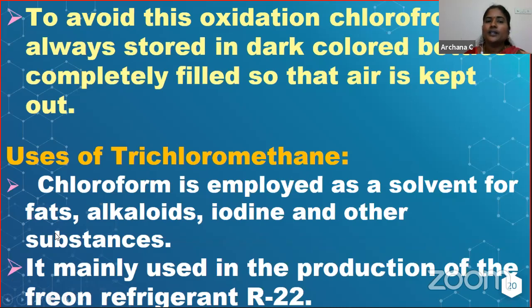And where are we using this trichloromethane? Chloroform is used as a solvent for fats, alkaloids, and also iodine and other substances. Also, a very important one, it is mainly used in the production of Freon refrigerant R22. So this is about the uses of trichloromethane.